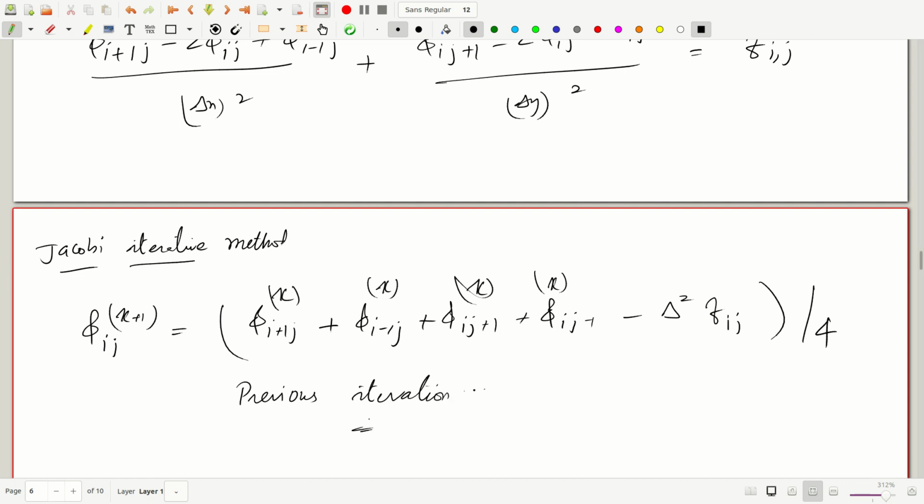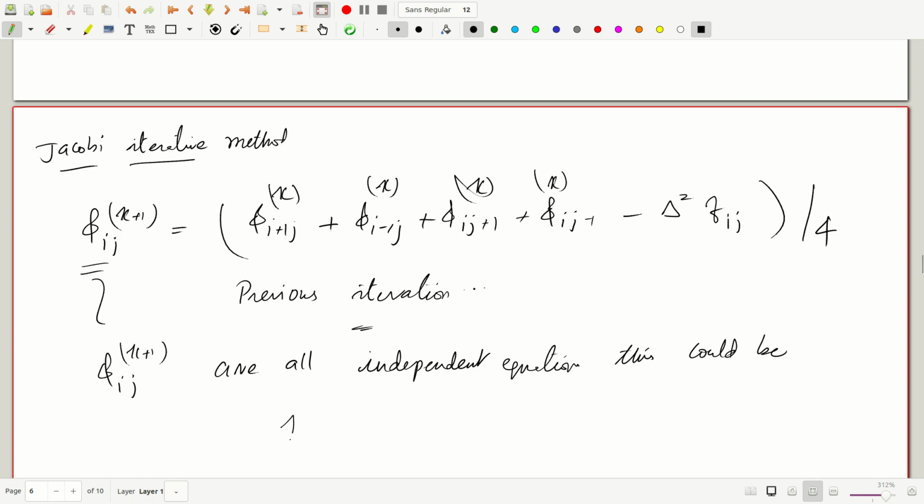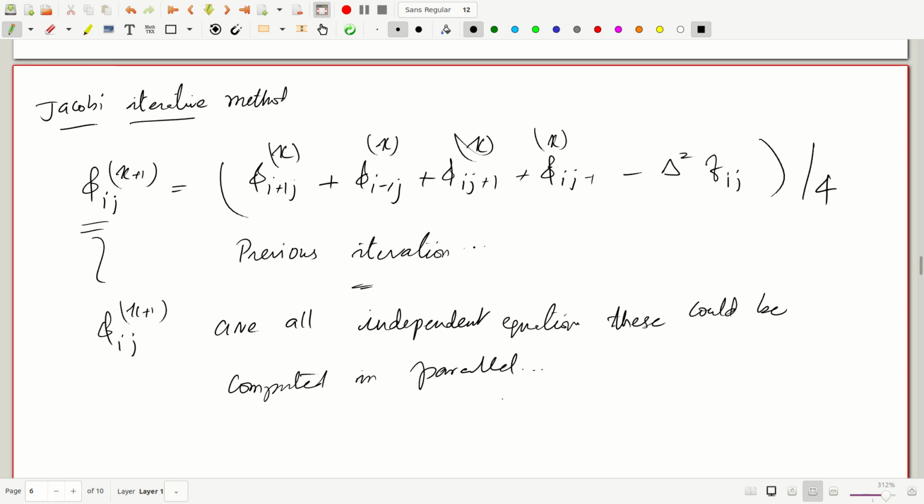As a result, what we noted is that in the Jacobi iteration, because the phi ij k plus 1 are all independent equations, these could be computed in parallel. So there is a lot of scope for parallelization when you use the Jacobi method.